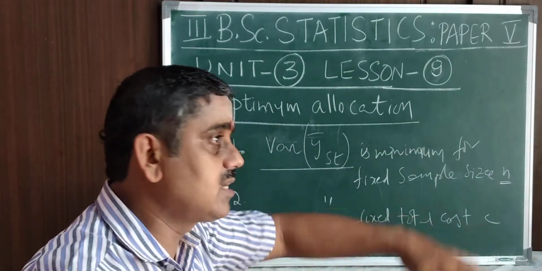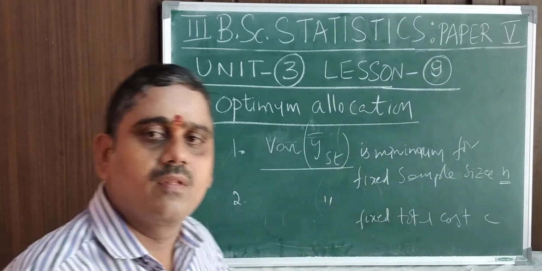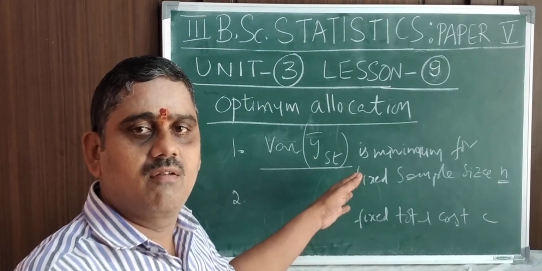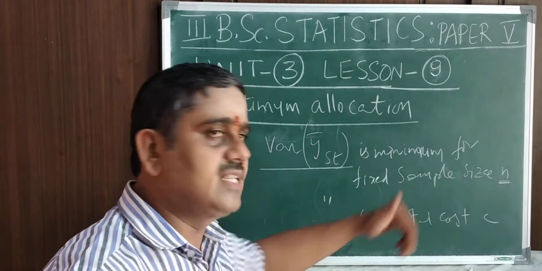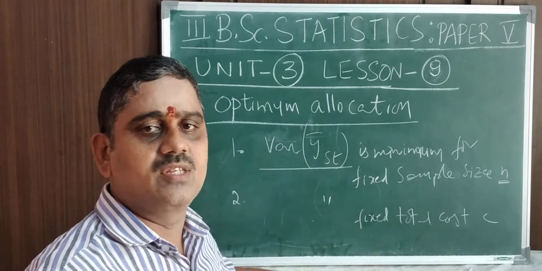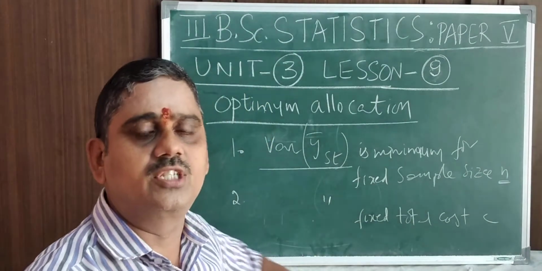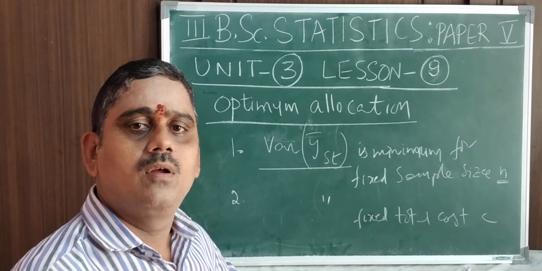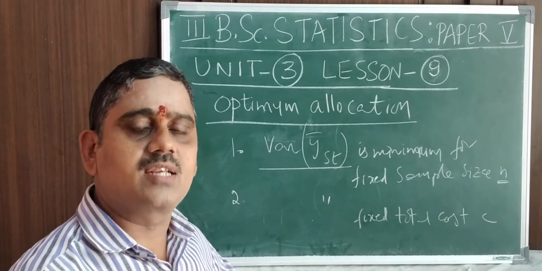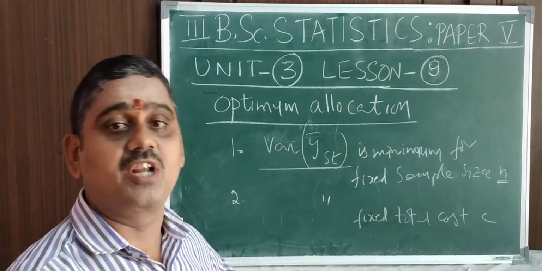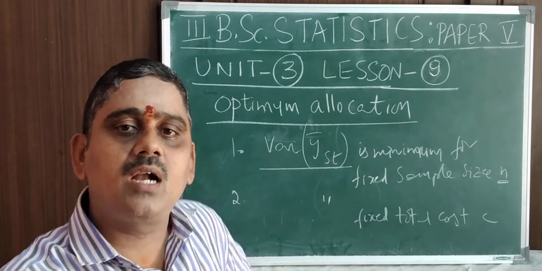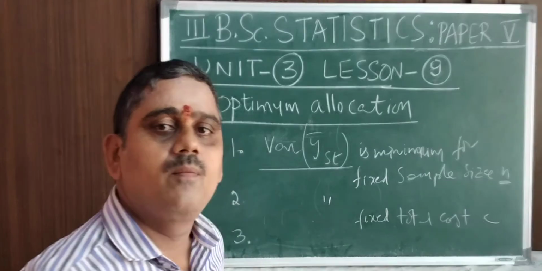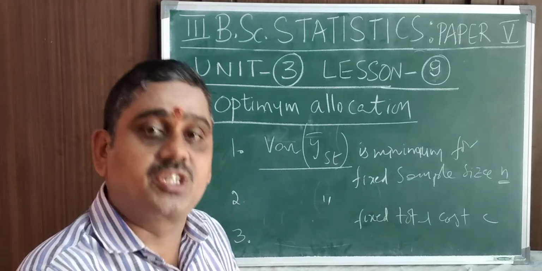It is very easy to remember: minimizing the variance for fixed sample size n, and minimizing the variance for fixed total cost C. Two rules. The third one is minimizing the total cost C for fixed desired precision.